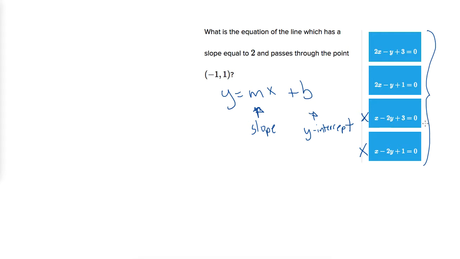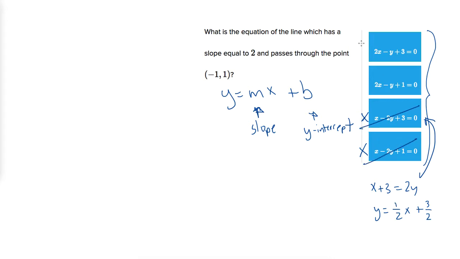So for example, let's just take a quick example of what would happen to this one. We would add 2y to both sides, and we would get x plus 3 equals 2y, which means that y equals (x plus 3) over 2, or 1/2 x plus 3/2. So the slope is going to be 1/2, not 2. So we can rule both of these answer choices out.